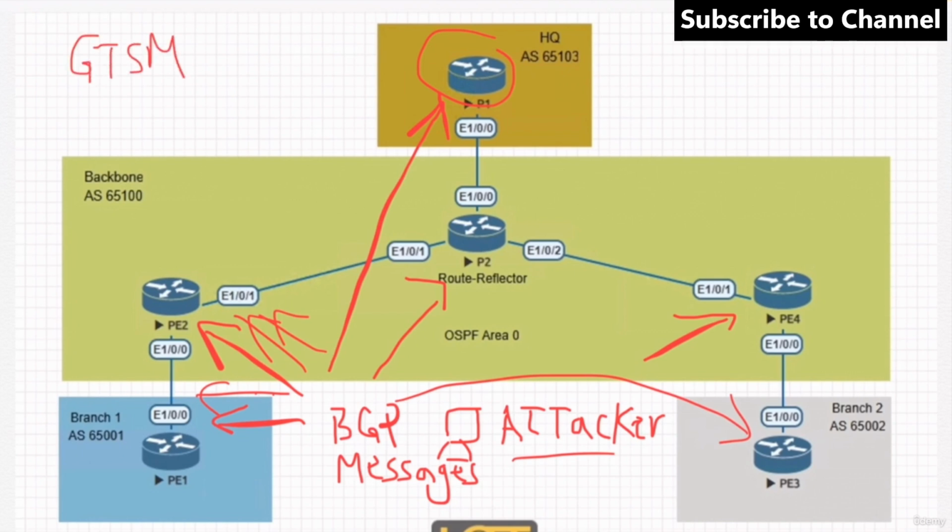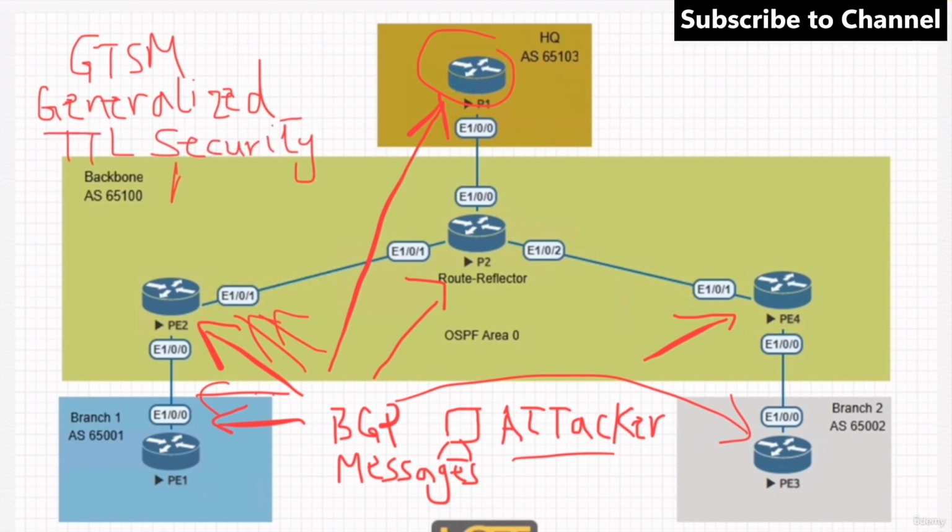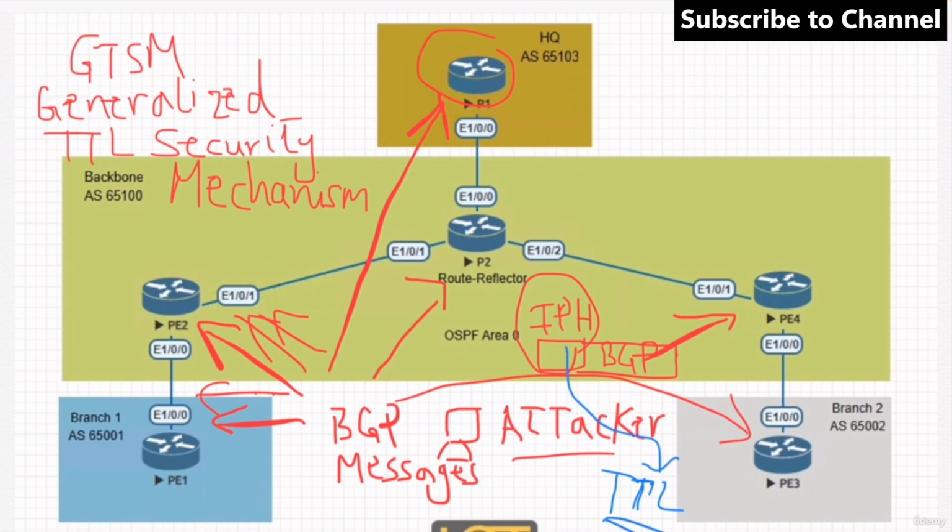GTSM, generalized TTL security mechanism, protects the router against BGP attacks by checking the TTL value in the received IP header. The BGP messages sent by the attacker have an IP header, and this is the BGP message. In the IP header there is the TTL, or time to live. So GTSM checks the TTL value in the received IP header. If this value doesn't match a predefined TTL range on the receiving router, the BGP packets are dropped.